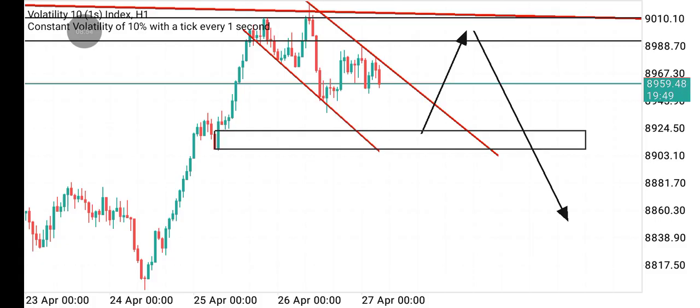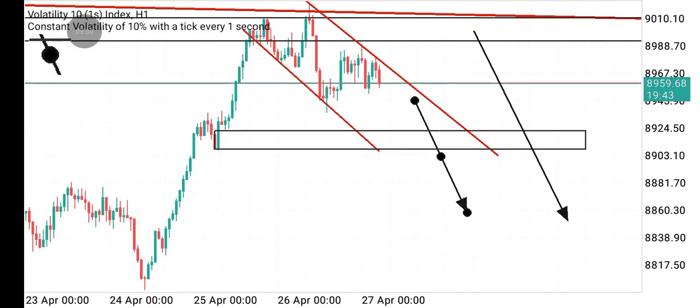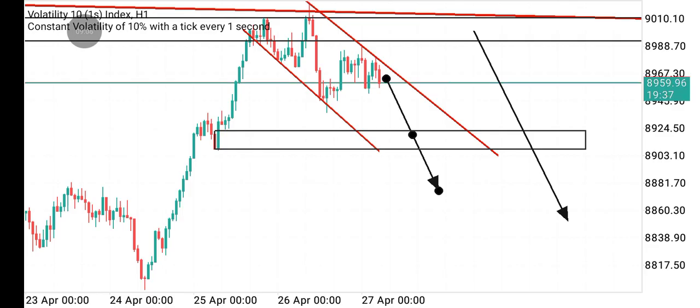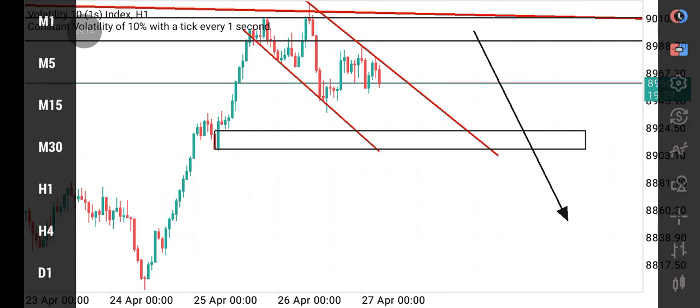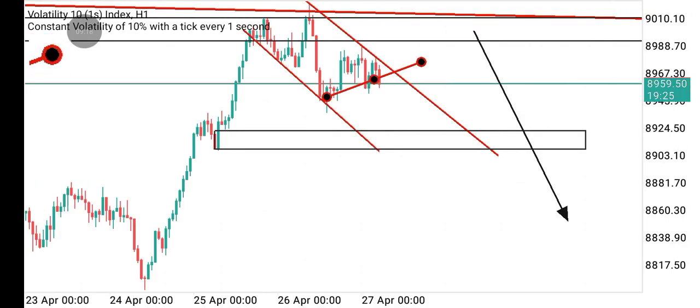A smart trader can still take advantage of this opportunity to take some sales where the market currently is. As you can see, the market right now is buying from a particular place on a lower time frame. If you look closely, you'll see this. The market is actually buying from somewhere here.